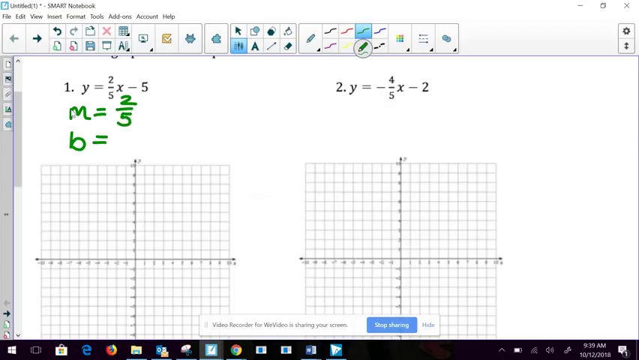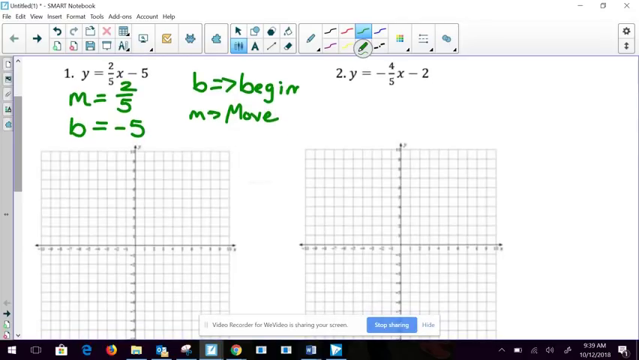And which number is in the y-intercept or b position? Awesome, a -5. So remember, b is always where you begin, and m is how you move. Good. So we're going to start by putting a dot on -5 on our y-axis. I understand these are a little fuzzy, so sometimes it's helpful to count down till you get to that number. So -1, -2, -3, -4, -5.